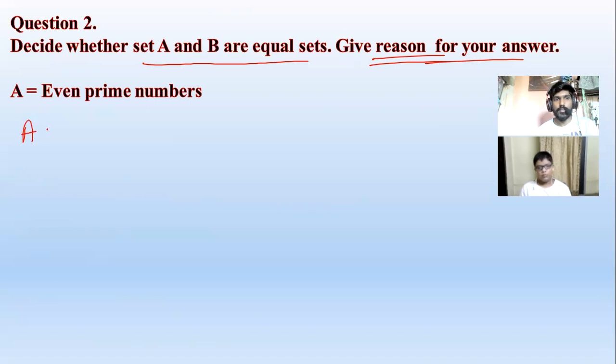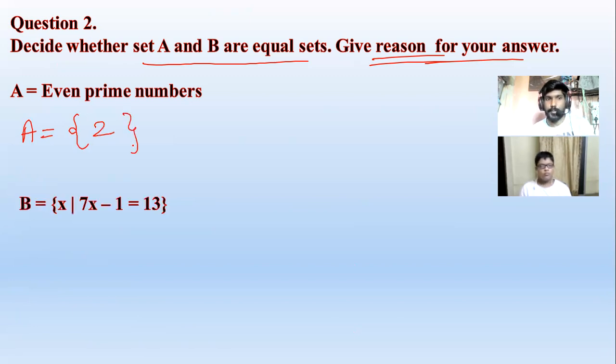So this you already know, which is an even prime number? 2. So this is set A. Now see set B. Can you read this? B is the variable x such that 7x minus 1 equals 13. Now we have to solve this equation to find out the value of x. So let's do the solving. So the equation is 7x minus 1 equal to 13.